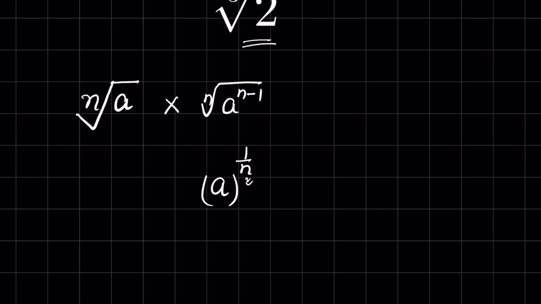That means we have to make this a whole number. To make 1 upon n a whole number, we subtract it from 1. 1 minus 1 upon n, so that is n minus 1 upon n.